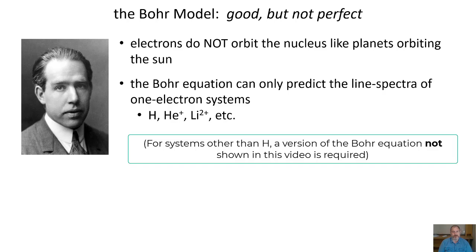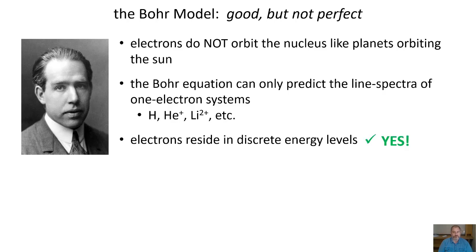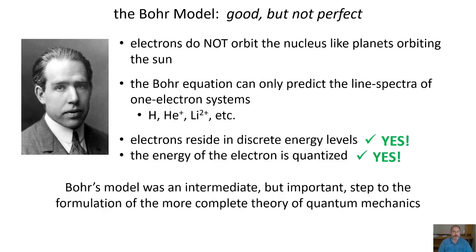But when you start having systems that have more than one electron, the Bohr equation is not able to predict the line spectrum. However, the Bohr model was totally correct in that electrons reside in discrete energy levels. So he was totally correct on this. It was also good for explaining that the energies of electrons can be quantized and can only occur in certain discrete values. Now, even though Bohr's model was not perfect, it was an important step to the formulation of a more complete theory of quantum mechanics, in which we start talking about the wave nature of electrons. But this is a topic for another video.